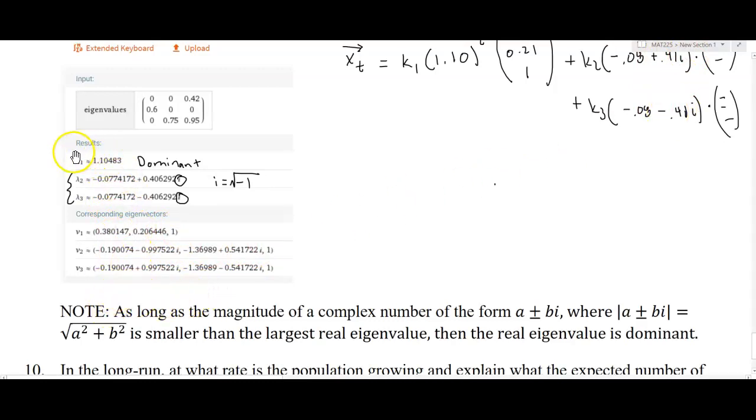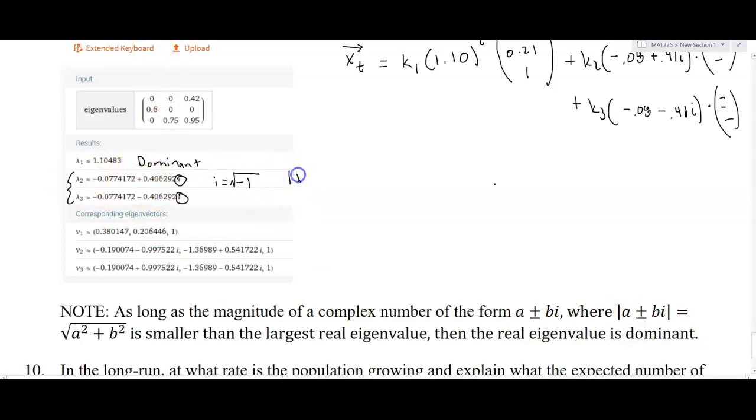But here's the thing. You can say that a real eigenvalue is dominant to 2 complex eigenvalues as long as the magnitude of a complex number, where the way you find this, again, this is a result from complex analysis, so you don't need to worry about why this is right now, but the magnitude is just the square root of the components squared. So if that number is smaller than the largest real eigenvalue, then the real eigenvalue is dominant. And so you can see that a and b, when they get squared, they'll both be positive. So let's just verify this.